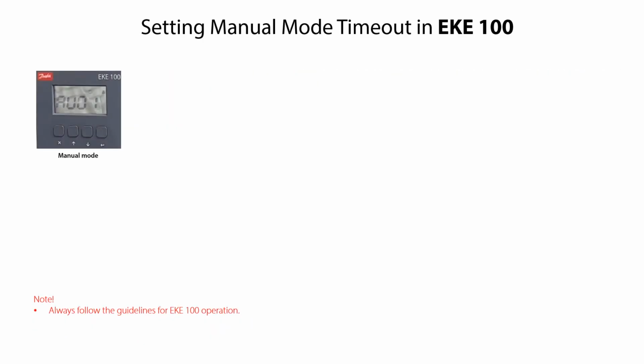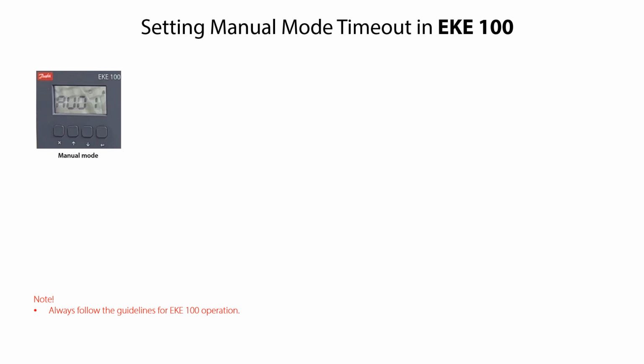We should then in the EKE 100 set how long time the manual valve A operation is possible. This is specified as manual mode timeout A. In this example, we will set the EKE 100 manual mode timeout for valve A to 0, which means that the EKE 100 will remain in manual mode until we reset this setting.